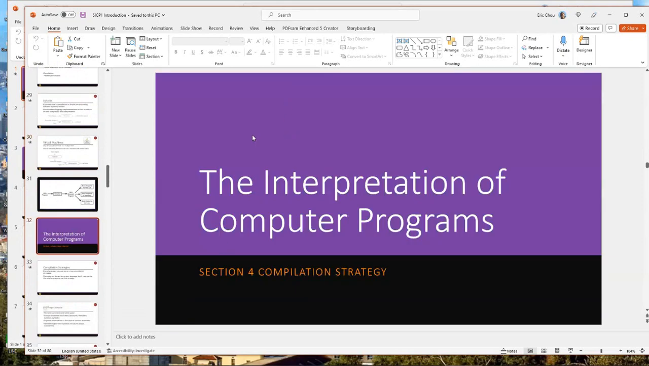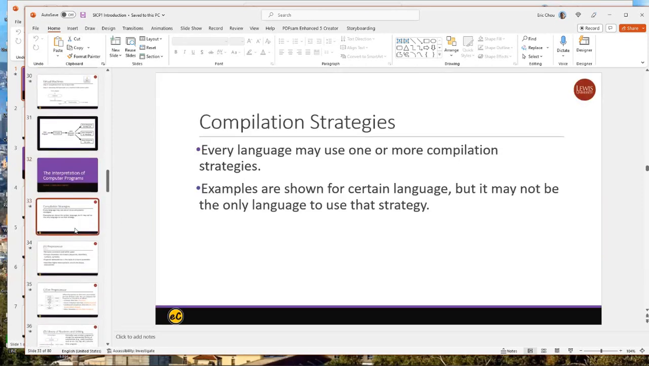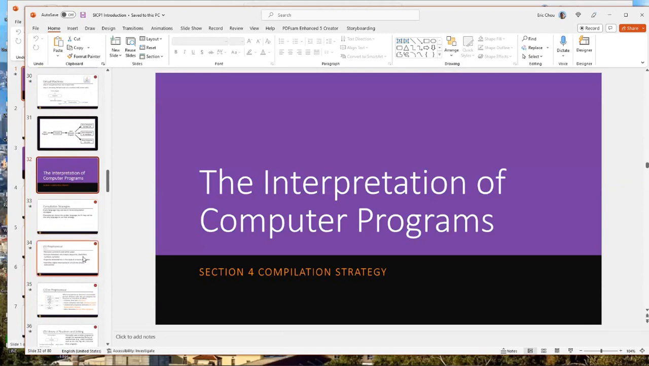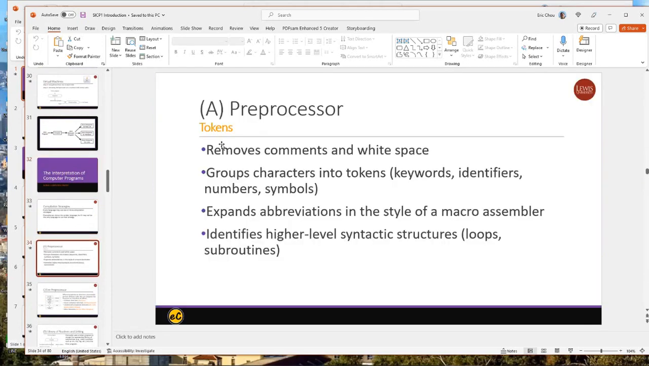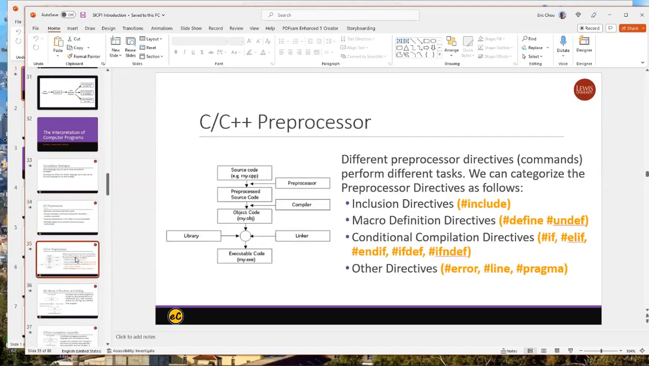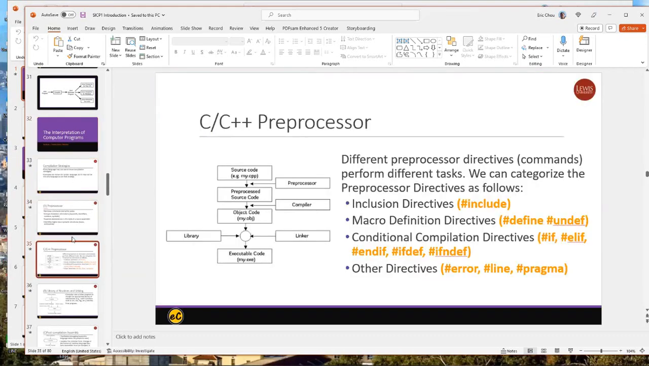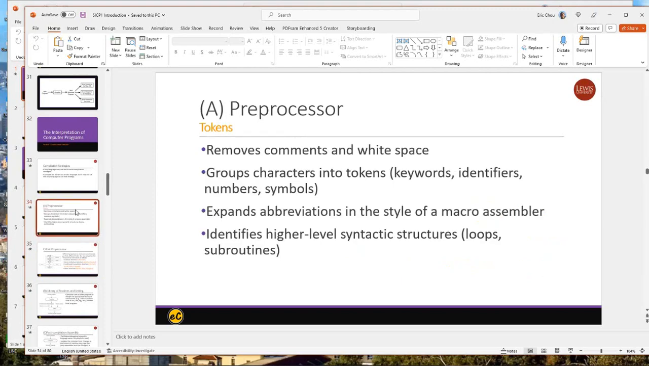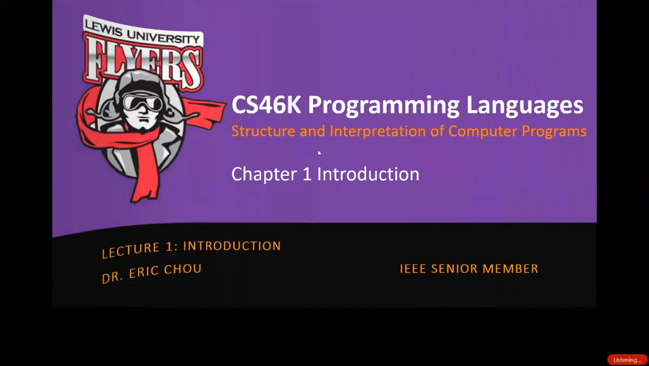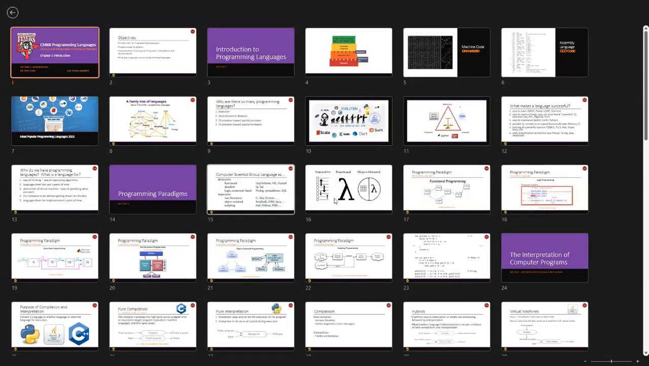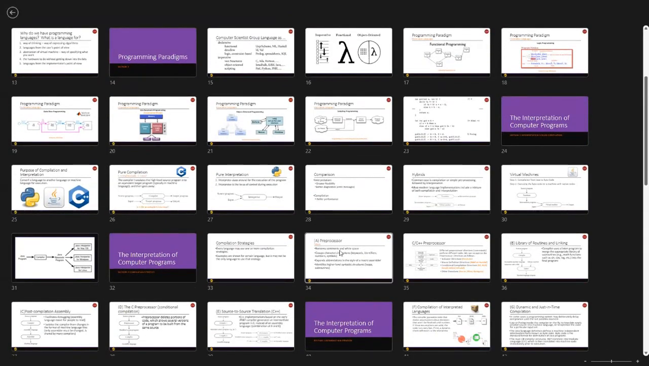Okay, so now go back to the interpretation of computer programs. So we choose one way to compile, and then we need to choose the way to design the translator. The translator can be a compiler, can be an interpreter, can be a hybrid version. Okay, so let's look at pure compilation. Pure compilation is C++.